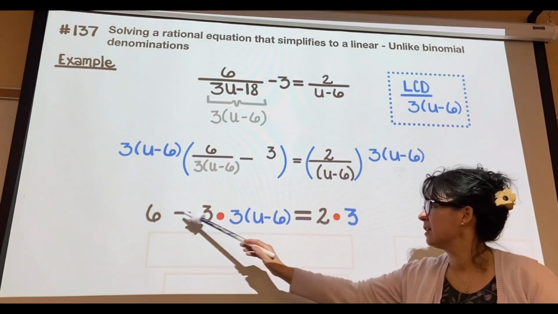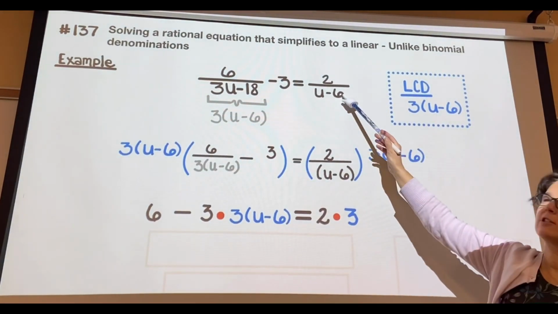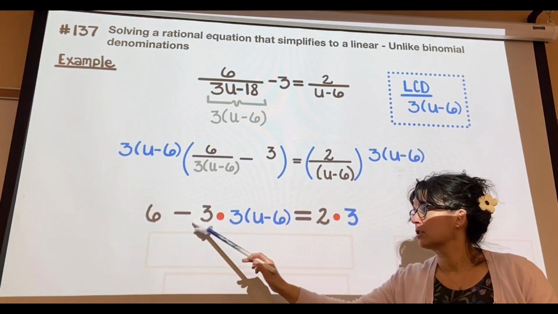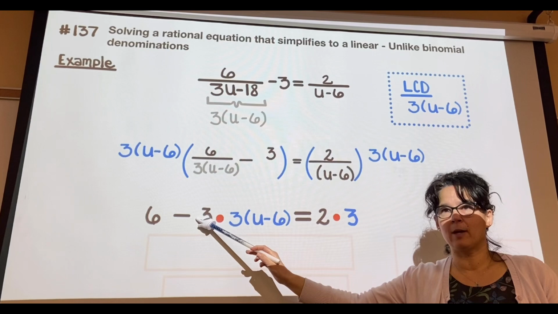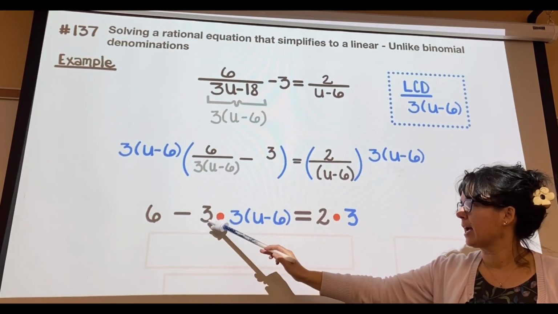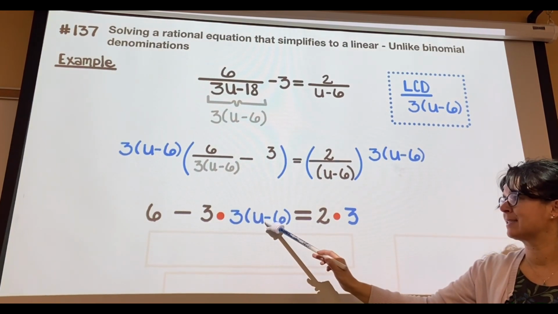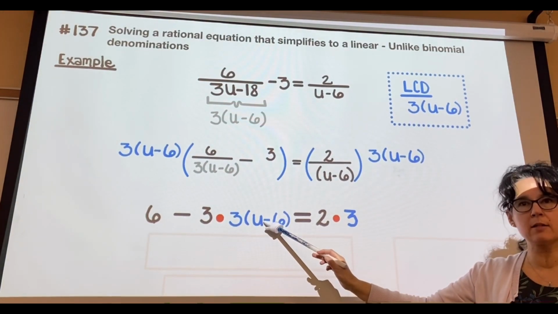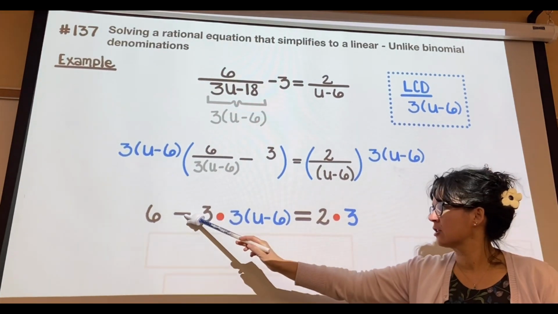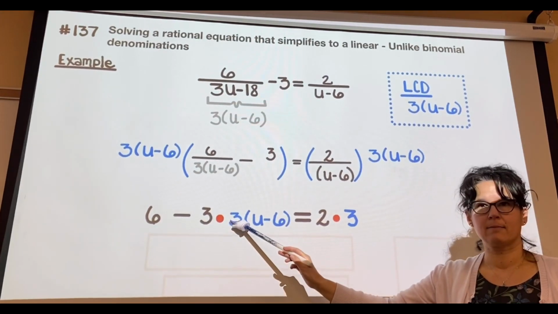Now we're going to solve this equation, which is much easier than the original. Be careful, don't start subtracting. Order of operations: you cannot do 6 minus 3. But over here I have 3 times u minus 6, and you can multiply in any order you want. So 3 times 3 is 9. So this is going to turn into minus 9.